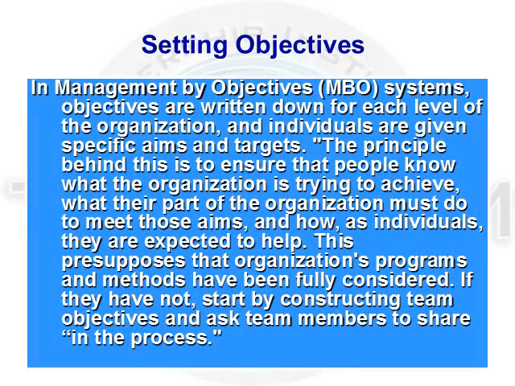Setting objectives. In Management by Objectives systems, objectives are written down for each level of the organization, and individuals are given specific aims and targets. The principle behind this is to ensure that people know what the organization is trying to achieve, what their part of the organization must do to achieve those aims, and how, as individuals, they are expected to help. This presupposes that the organization's programs and methods have been fully considered. If they have not, start by constructing team objectives and ask team members to share in the process.